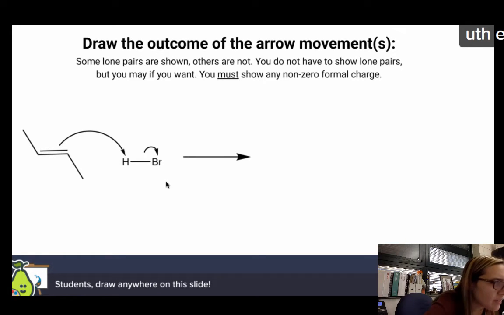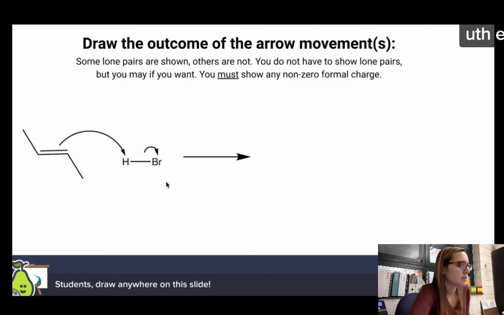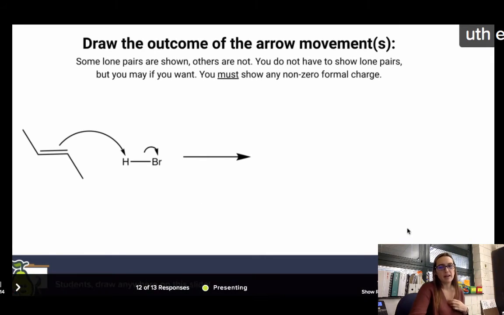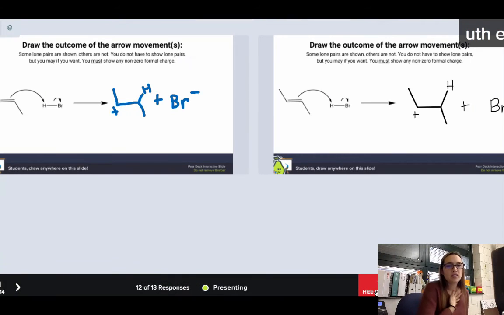Yeah, the positive, though, is going to go on, like, H wants one bond. That H has a bond. The positive is going to go where you're missing a bond. Wait, so right here? Yes. But everything else is right? Yep. So it always goes where there isn't a bond. Okay, yeah.